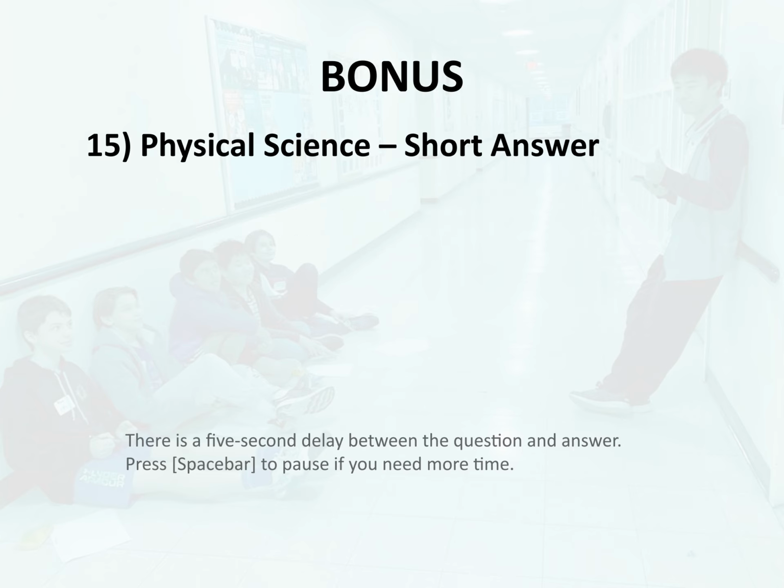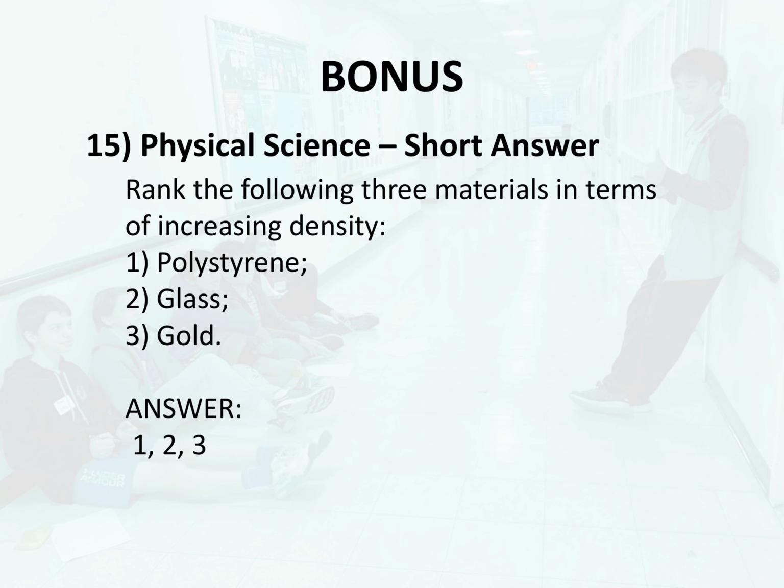Bonus, 15. Physical science, short answer. Rank the following three materials in terms of increasing density. 1. Polystyrene, 2. Glass, 3. Gold. Answer: 1, 2, 3.